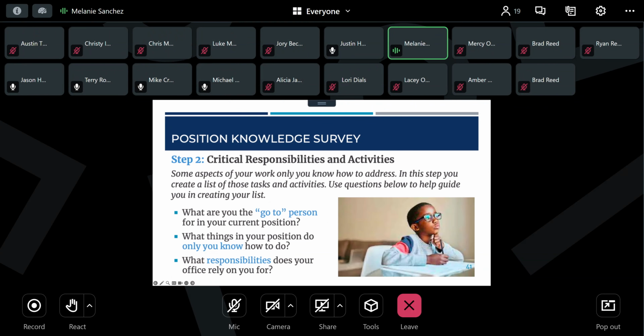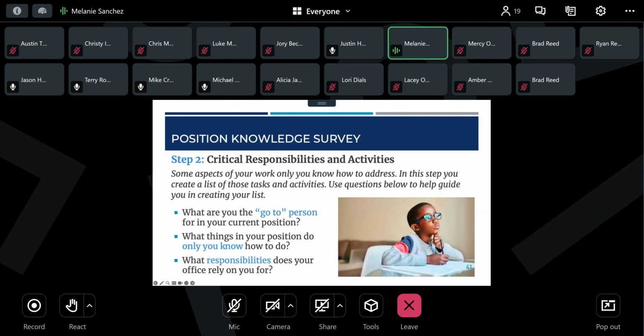And the next step is all about identifying the tasks and activities that only you know how to address within your current position, your unique expertise. So you want to think of this as an opportunity to highlight unique expertise and contributions to your organizations. Again, aspects of your work only known to you, and this is where we document them.